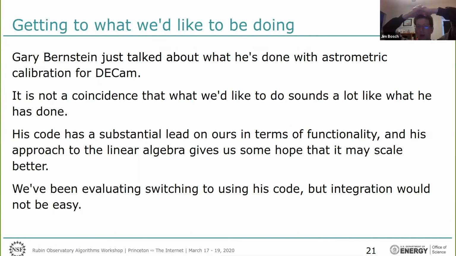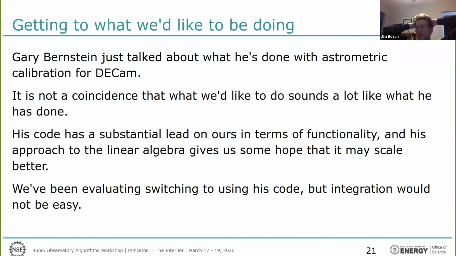Now, it's not a coincidence that that sounds a lot like what Gary described this morning. And I think we have always considered the work he's done with DECam to be sort of a model for how we'd like to approach this with LSST. We've long had a different code base that applies a different approach to the fitting, but we'd like to use essentially the same kinds of models. At this point, I think it's fair to say that his code has a substantial lead on ours in terms of functionality. And he handles the linear algebra a different way.